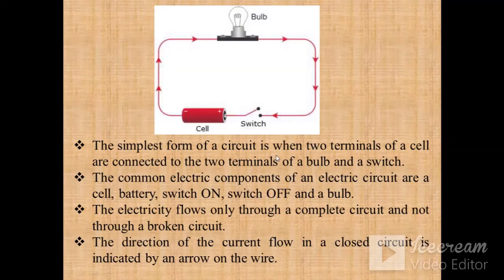So the simplest form of circuit is when two terminals of a cell are connected to the two terminals of a bulb and a switch. The common electric components of an electric circuit are a cell or battery, a switch, which may be on or off, and a bulb. The electricity flows only through a complete circuit and not through a broken circuit. So whenever the circuit is broken, there is no flow of electricity.